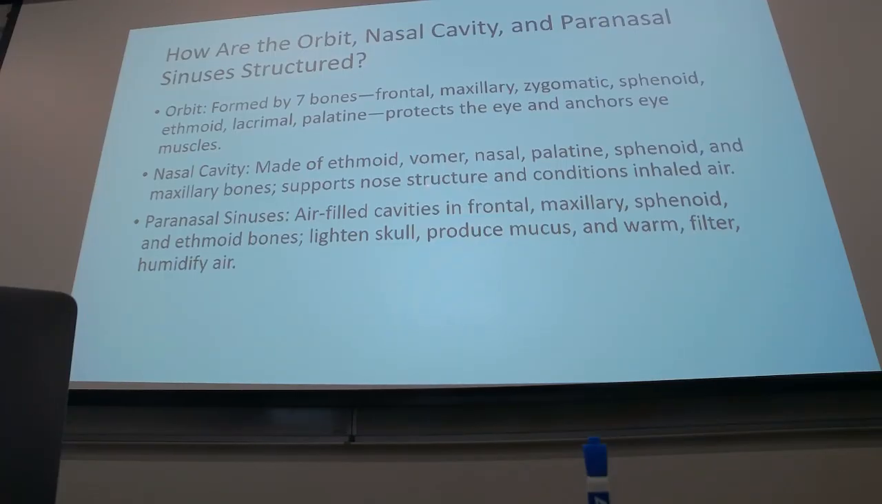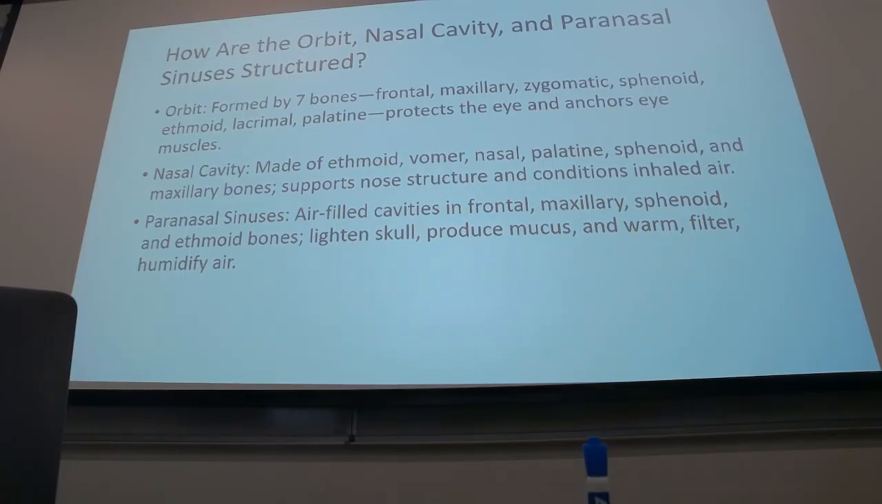Now, the nasal cavity is also made by different bones. The ethmoid above the nasal septum, the bony nasal septum, the vomer below the nasal septum, nasal bones externally, the palatine bone inferiorly, and the sphenoid and the maxillary bones. So it's 1, 2, 3, 4, 5, 6 bones that form the nasal cavity. And the function is, of course, to support the nose, to provide the structure of our nose, and also to allow us to inhale air.